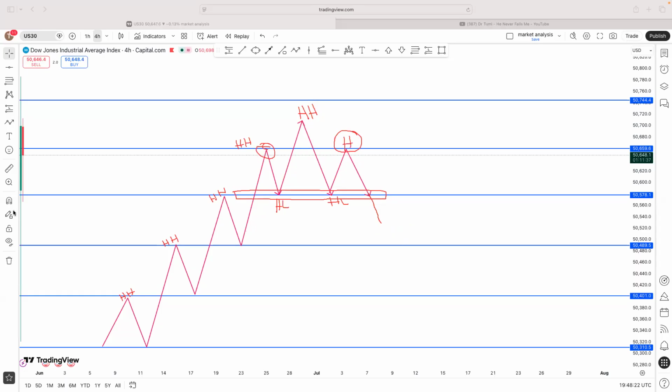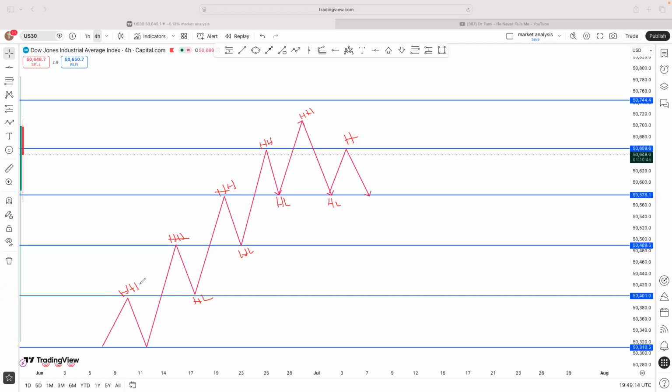Now, remember what I said to you. I said when the market is going up, remember, this is a higher high, and then this is a higher low, right? Higher low, and then higher low, and then higher high, and then higher high again. And then this is a high, and then this is a higher high.